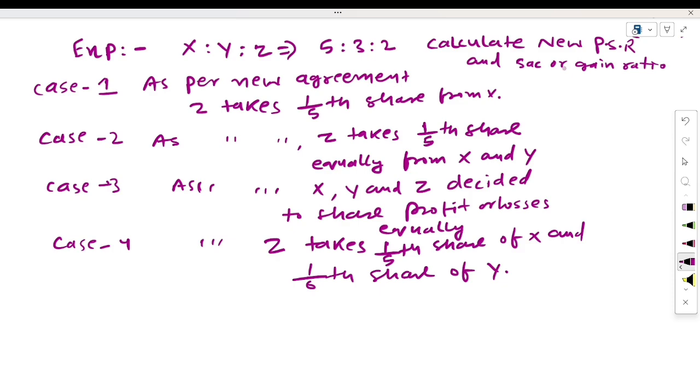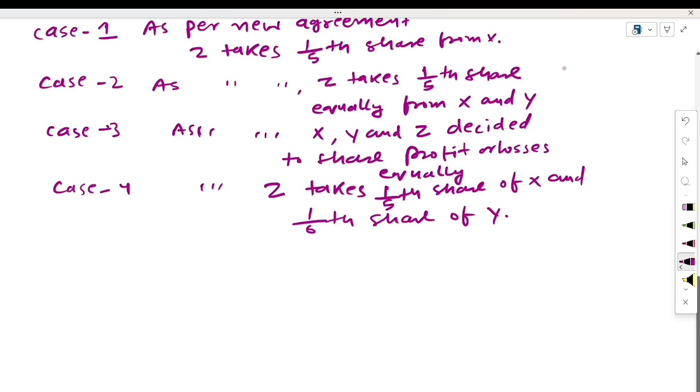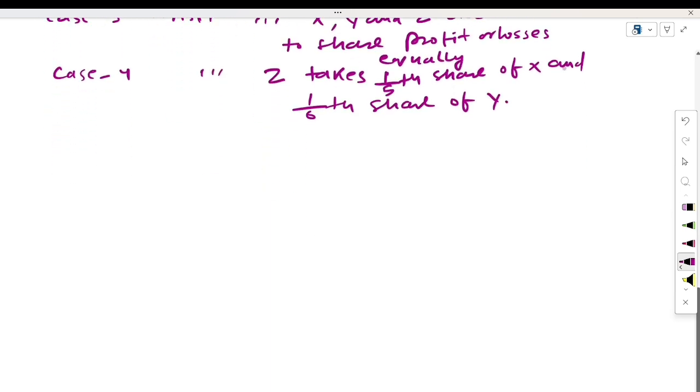Here are a few conditions given. First condition, as per the new agreement, Z takes 1 by 5th share from X. Second, as per the new agreement, Z takes 1 by 5th share equally from X and Y. Third, as per the new agreement, X, Y and Z decide to share profit or losses equally. And in case 4, Z takes 1 by 5th share of X and 1 by 6th share of Y. So now we have to solve all the cases and calculate the new profit sharing ratio and sacrificing or gaining ratio.